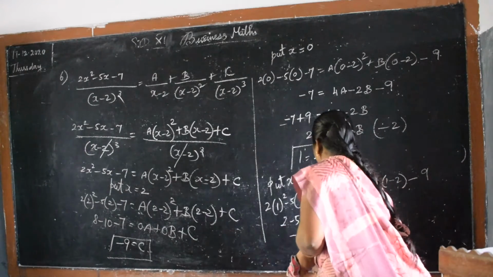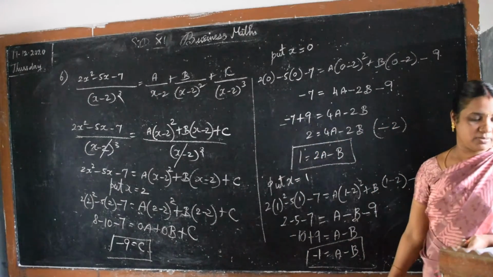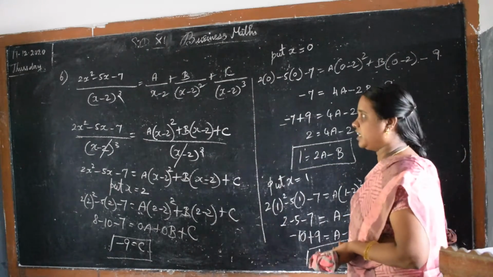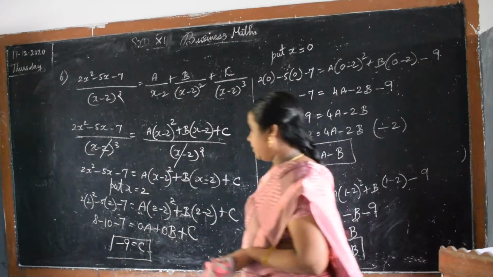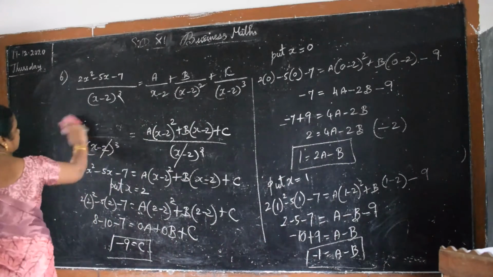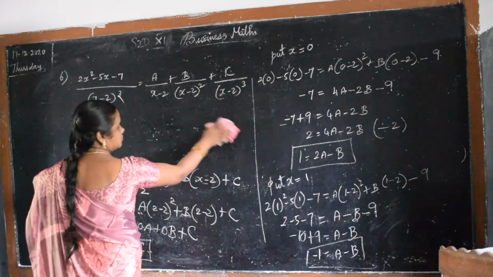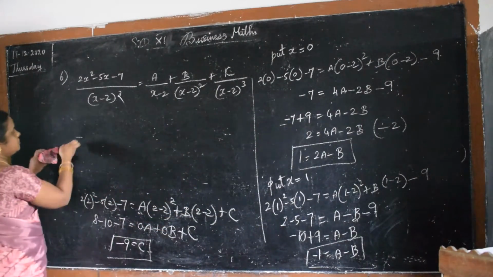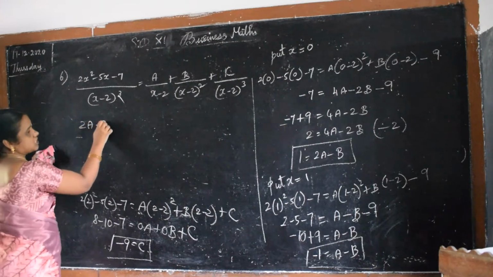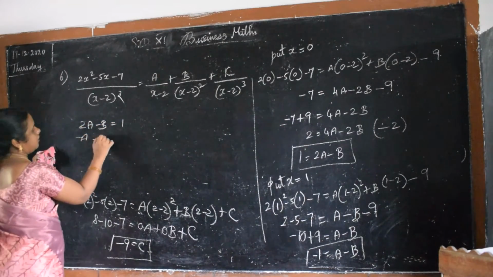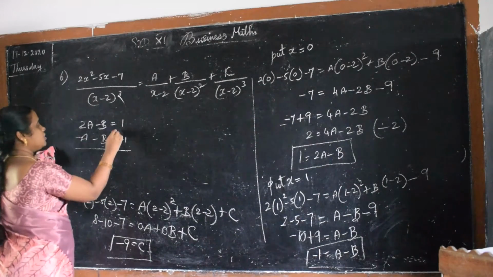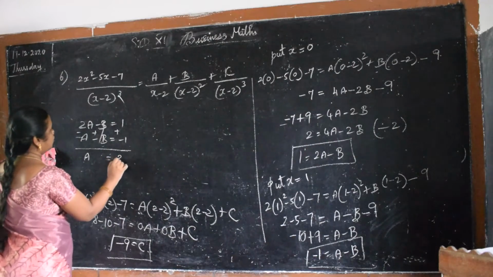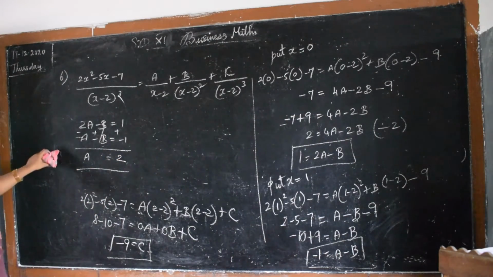Have you understood, children? Now I got another equation: a minus b is equal to minus 1. If you solve this by the elimination method, you will get the value of a and b. See here, what is the first equation? 2a minus b is equal to 1. a minus b is equal to minus 1. Now you subtract, change the sign. a is equal to 2. Okay, this is the value of a.